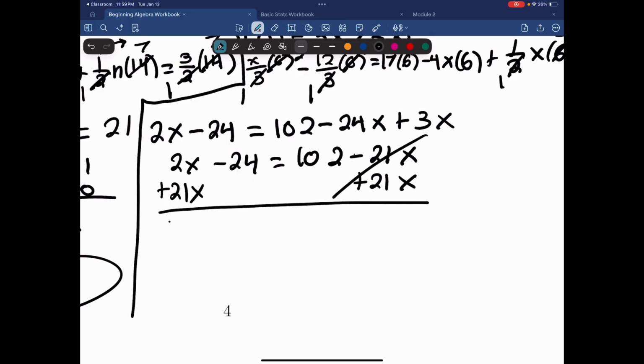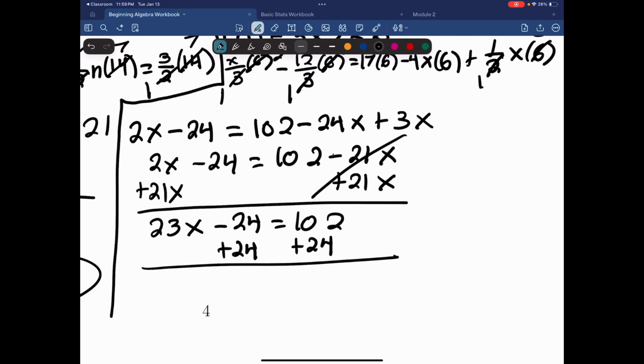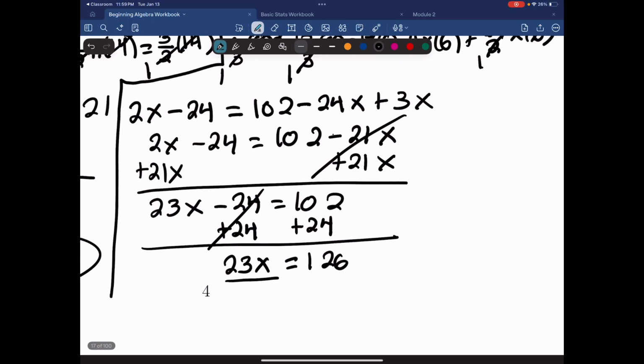So this cancels, and we get 2 plus 21 is 23x minus 24 equals 102. And now I can add 24 on both sides. And we get 23x equals 126. And now my final step to solve for x is to simply divide by 23 on both sides. So our final answer is x equals 126 over 23. And that's your final answer.